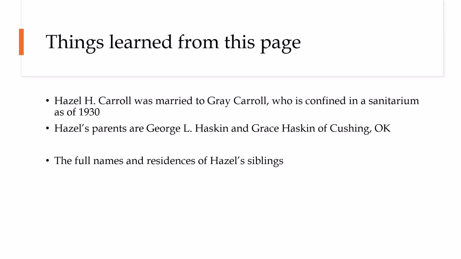A few things we're able to learn from this document that were particularly helpful for our research, especially building out family trees, is that Hazel H. Carroll was married to Gray Carroll, who at the time of the record in 1930 was listed as being confined in a sanitarium. In addition, we also have listed the parents of Hazel Carroll. So we know it's George L. Haskin and Grace Haskin of Cushing, Oklahoma. And then we also have the full names and residences of multiple of Hazel's siblings.